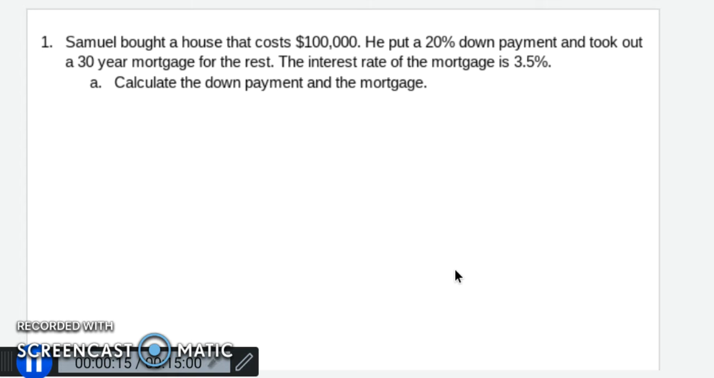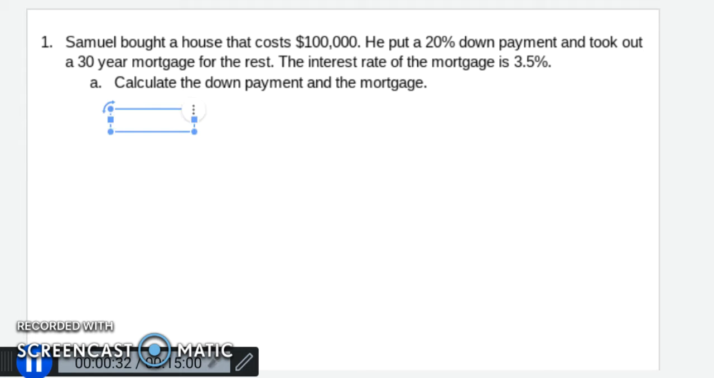So first, we're going to find our down payment and the mortgage. Samuel bought a house that cost $100,000. He put 20% down payment and took a 30-year mortgage for the rest. The interest rate for the mortgage is 3.5%, which will be important later.